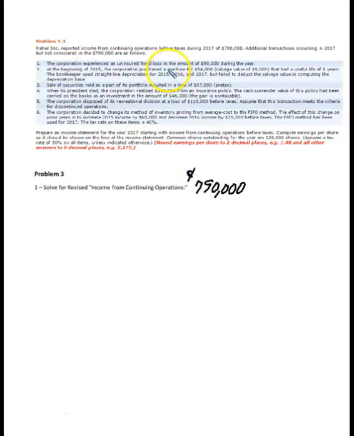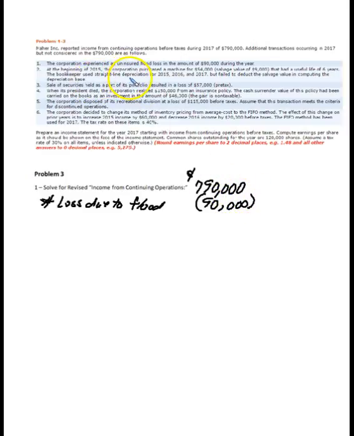In the first one, we have a loss due to a flood. We know that actually goes above income from continuing operations. That would go in regular gains and losses. So for number 1, the loss due to flood, we need to change our income from continuing operations for that $90,000. And that $90,000 should have been subtracted before we arrived at income from operations.